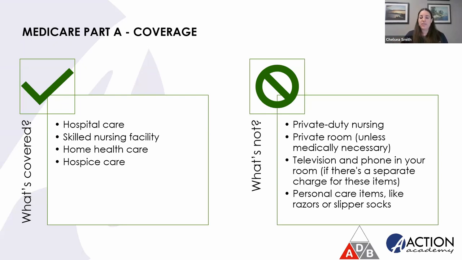A doctor makes an official order which says you need two or more midnights of medically necessary care to treat your illness or injury, and the hospital formally admits you. That's the kicker there. You have to be admitted. You need the kind of care that can only be given in a hospital. The hospital accepts Medicare. And the utilization review committee of the hospital approves your stay while you're in a hospital.